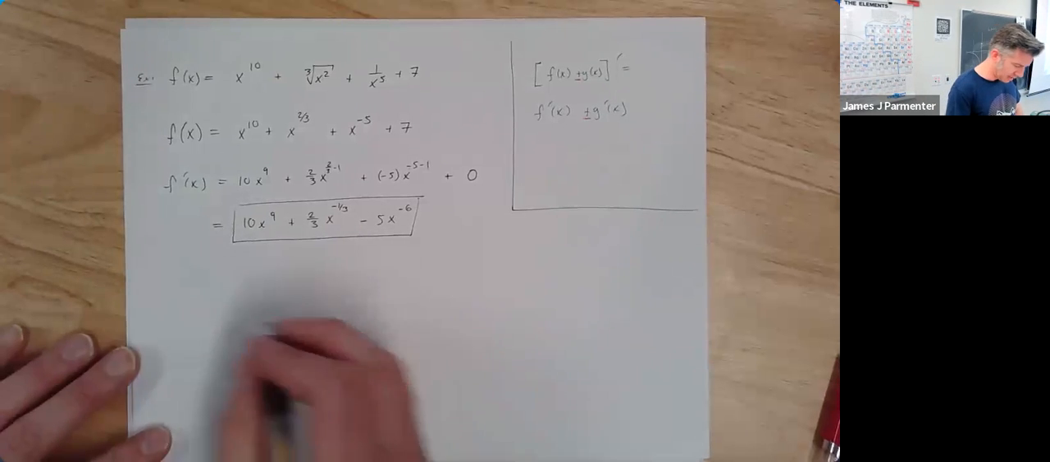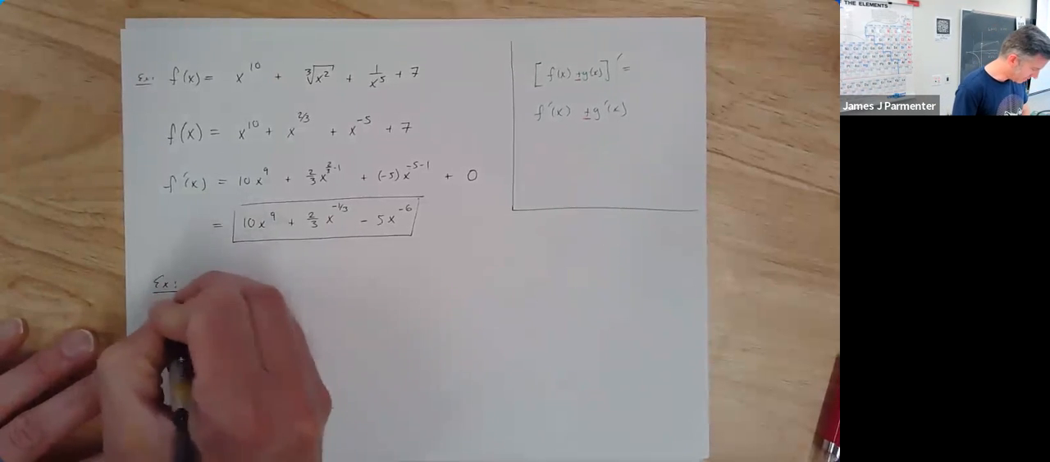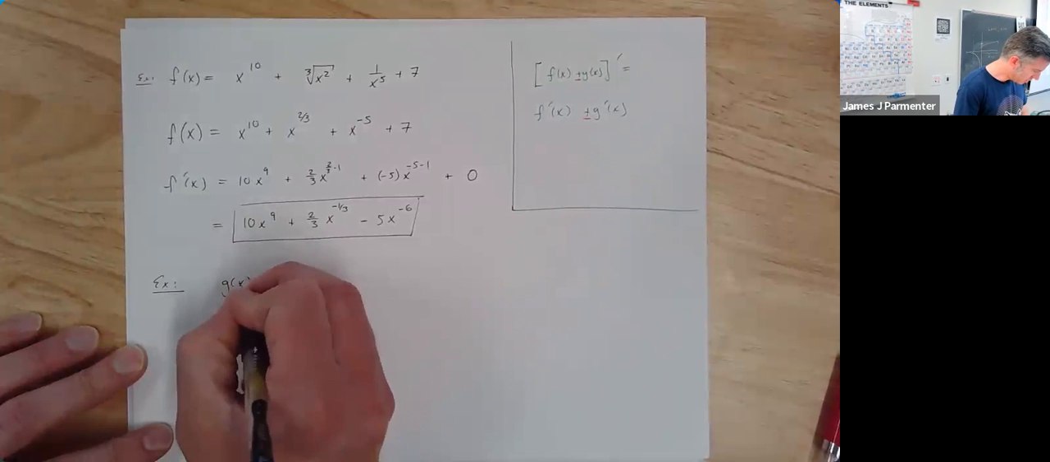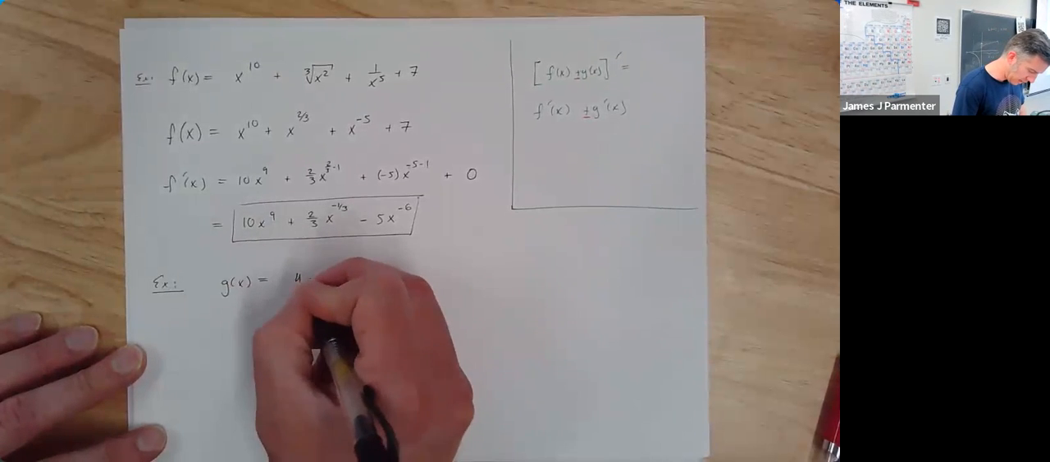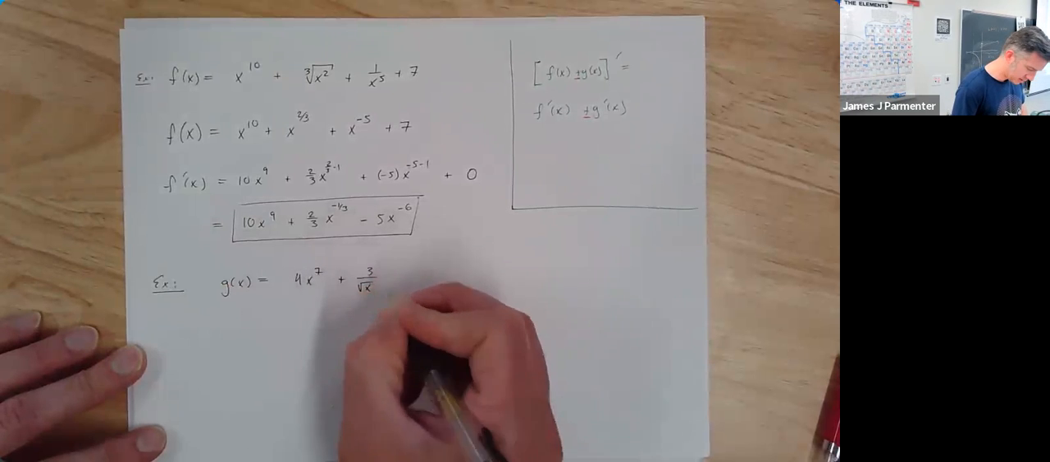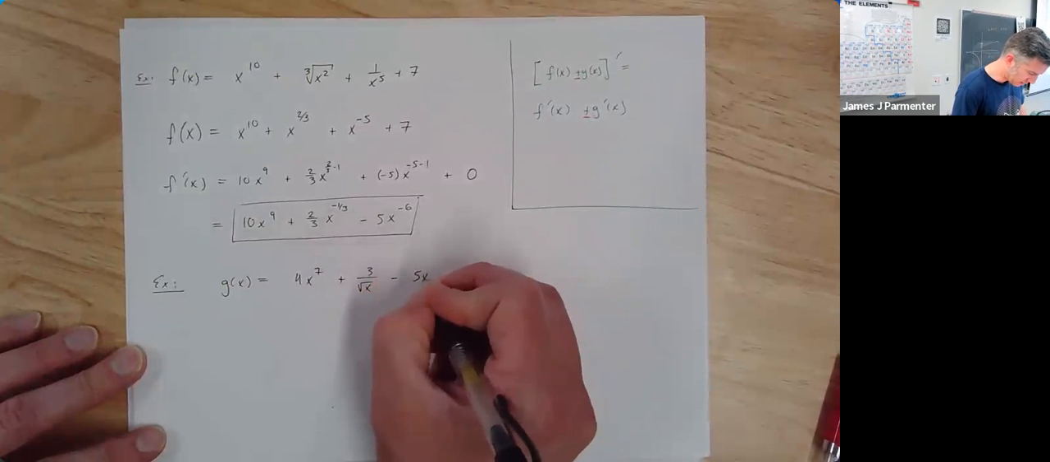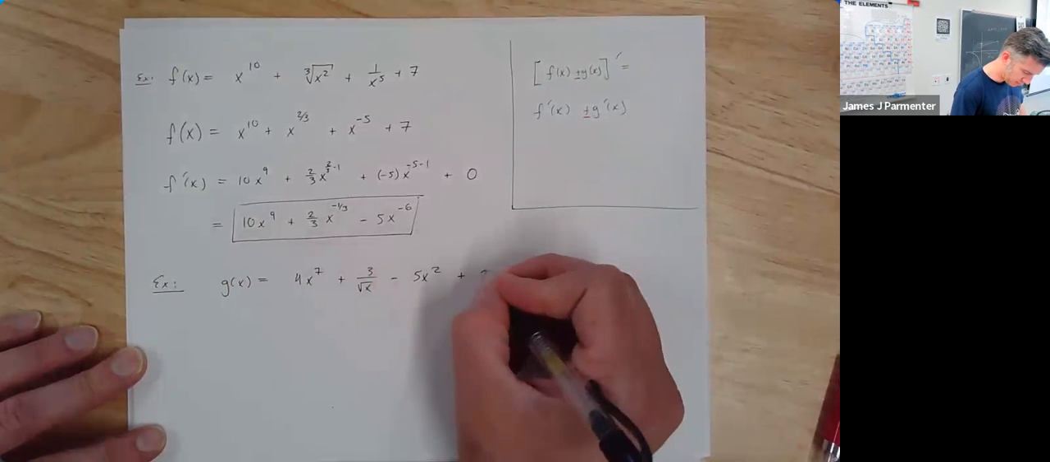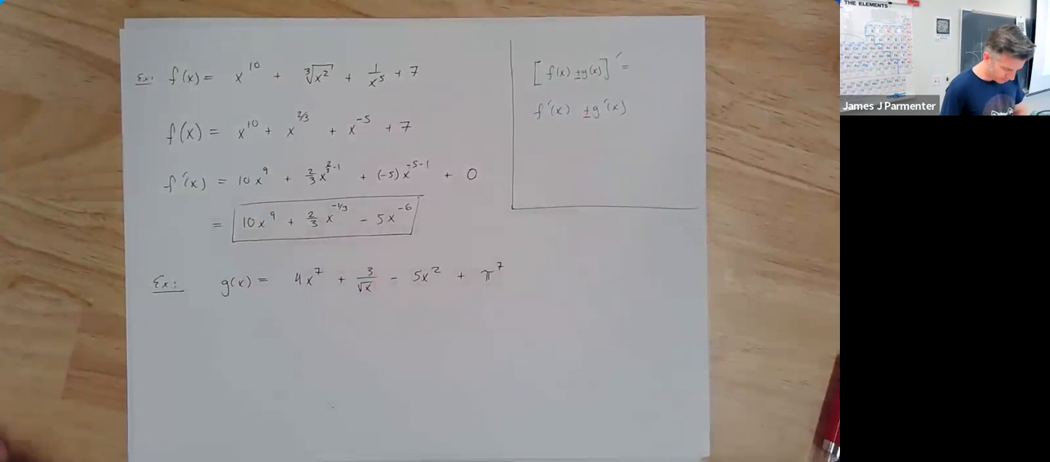Let's look at another example. Let's say my function was g of x equal to 4x to the 7th plus 3 divided by the square root of x minus 5x squared plus pi to the 7th power.